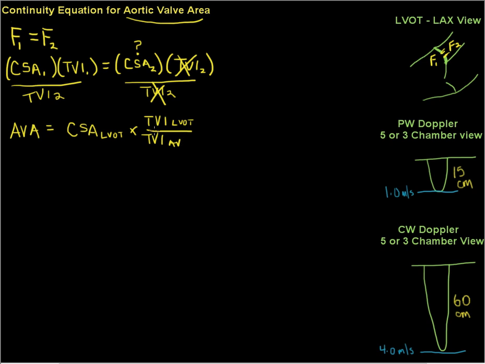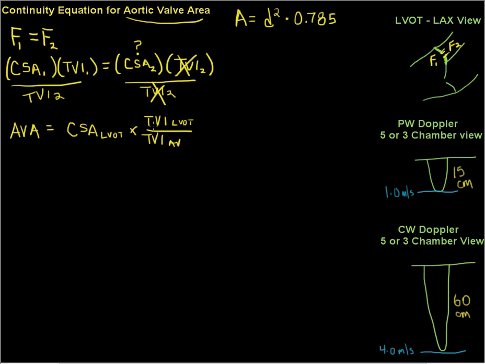Now let's talk about these other components. First, we need the cross-sectional area of the LVOT. That's very simple because the area of a circle is simply equal to the diameter of that circle squared times 0.785. Of course, you can also use that the area of a circle equals pi r squared, but I like this formula and that's the one that I use.